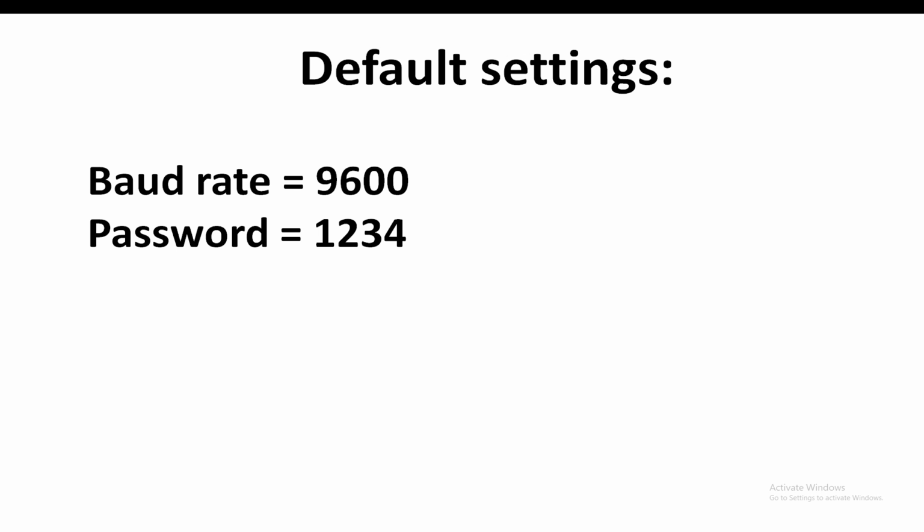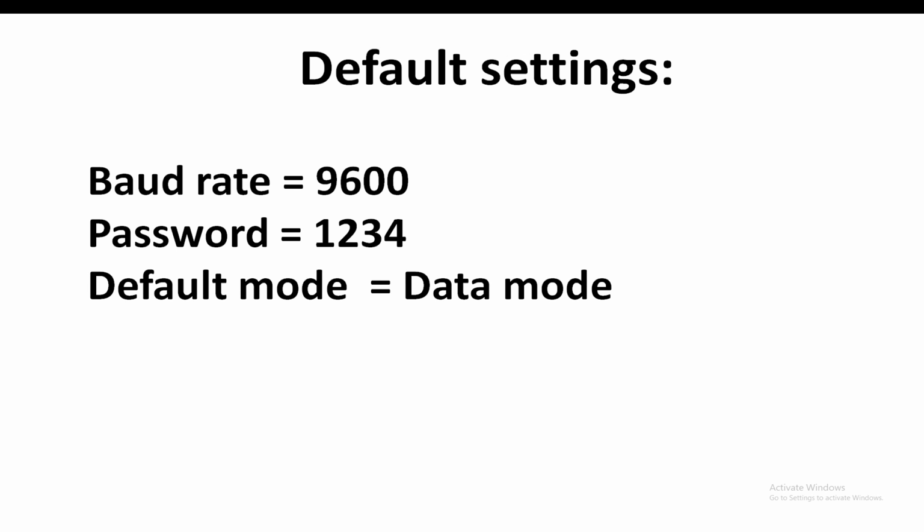So guys, default settings are basically those settings that the module comes with when you buy it. You buy a new module, it is in the default settings. So in this first video on HC-05, I'm going to use the default settings. These are the default settings: your baud rate is 9600, your password is 1234, and your default mode is the data mode.